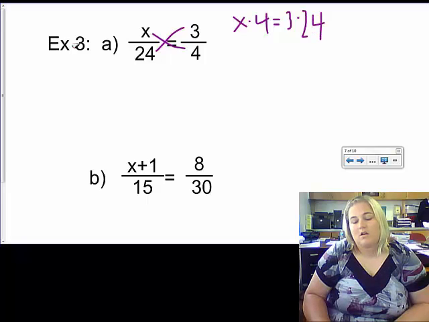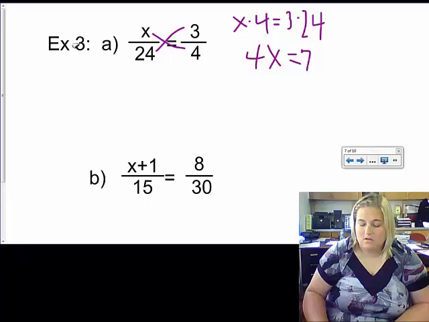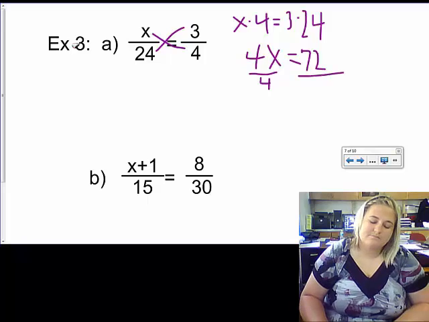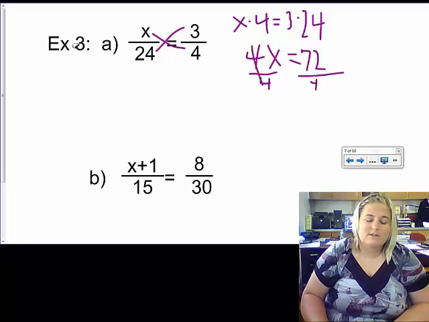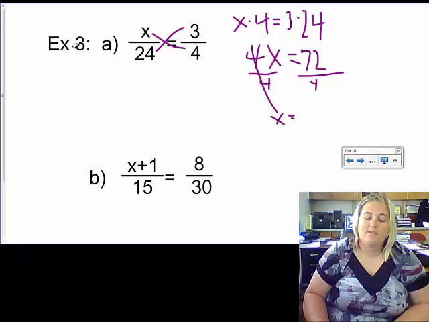So X times 4 gets me 4X. And 3 times 24 gets me 72. To get X by itself, I need to divide by 4. So I'm left with X equals 18.